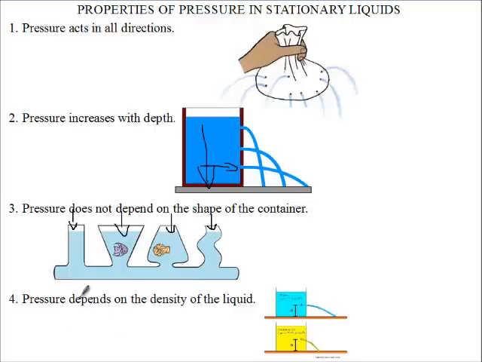And then the fourth rule is that pressure depends on the density of the liquid. Now these holes are at the same height, but you can see that in the water, the pressure is much greater than in the oil. The reason is because of the difference in densities. Water is denser than oil.